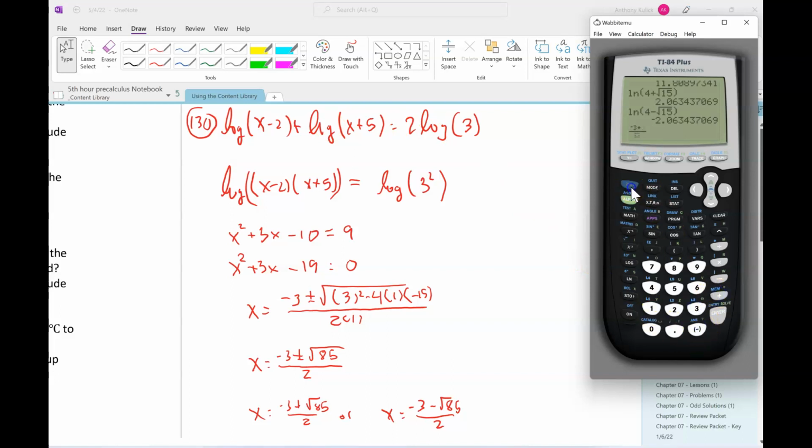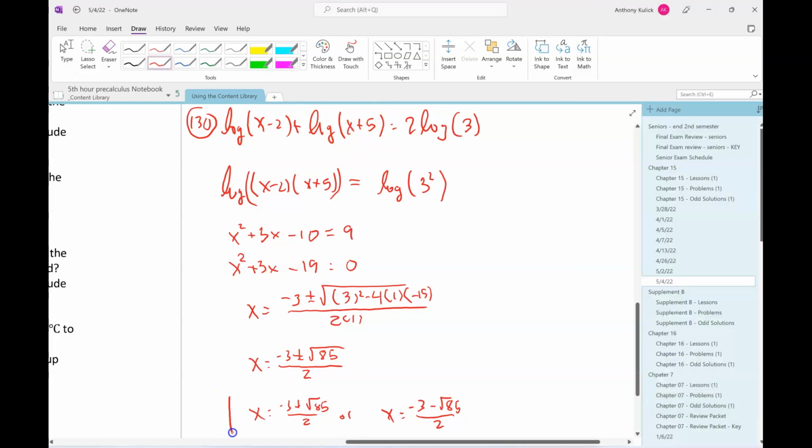But if I convert this guy into a decimal, it'll be pretty clear. So that's 3.1-ish. So when I plug it in here, I get a positive. And I plug in here, I get a positive. So that first answer is okay.